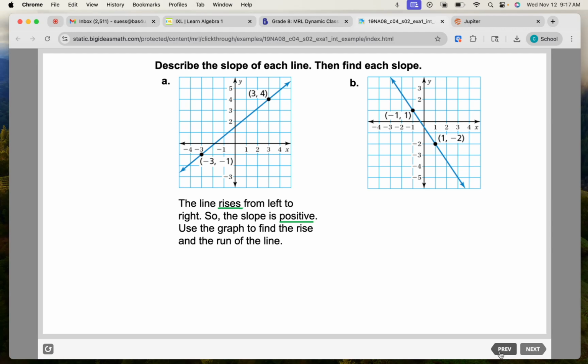All right. So we're going to look at these 2 points. The lower point is (-3, -1), and the higher point is (3, 4). Okay, so we're going to assign x1, y1 and x2, y2 to each of these points. So I'm going to make this my first point.